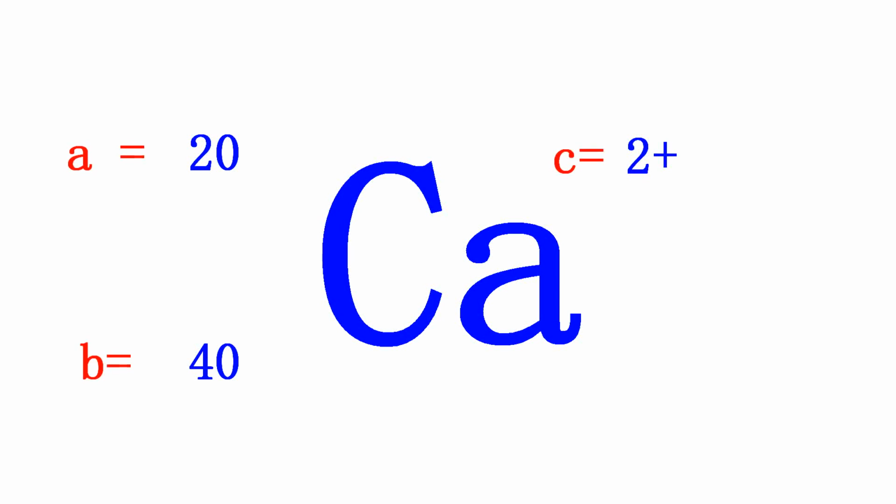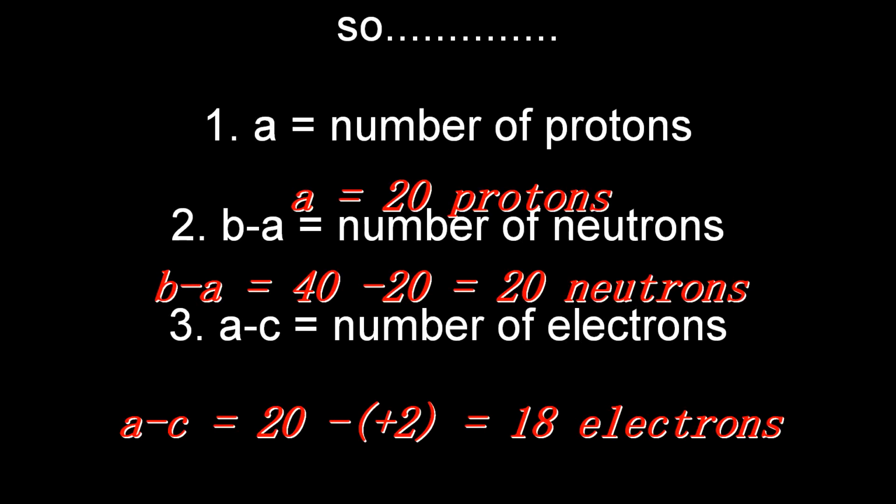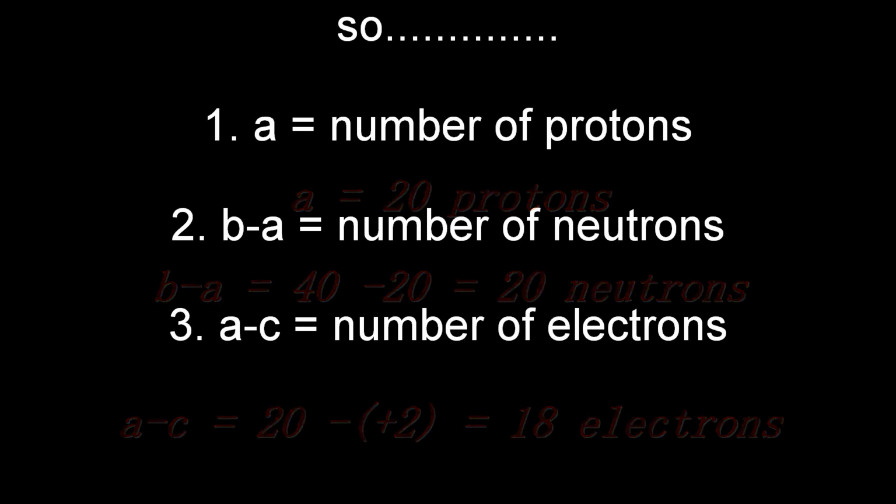Now let's use these formulas to get the number of atomic particles. A, the number of protons, A is equal to 20 protons. B minus A, the number of neutrons, B minus A is 40 minus 20, which is 20 neutrons. A minus C is the number of electrons. A minus C is 20 minus plus 2, which is equal to 18 electrons. Now it's important that you take the charge into consideration here. Let's do another example that illustrates that even better.